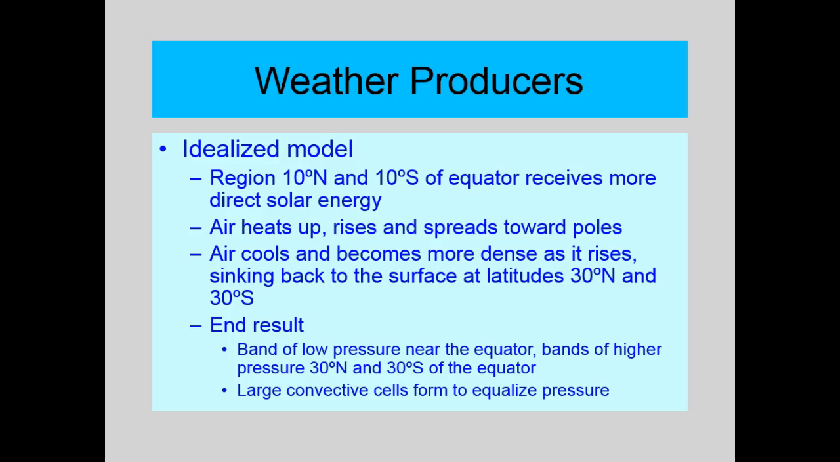So these large convective cells form to equalize the pressures. You have low pressures here, you have high pressures here, something's got to give. So you get these cells that try to equalize those pressures. If they're high pressure cells, they spin clockwise. Low pressure cells spin counterclockwise. Those are convective cells trying to equalize the pressure in between the two. And that's why you get all the storms.